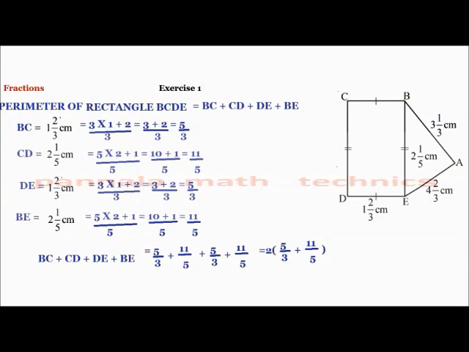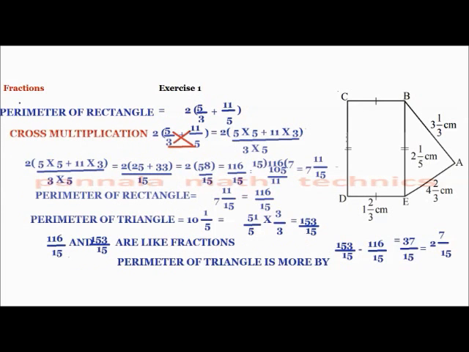Perimeter of rectangle BCDE. Length BC is equal to 1 2 by 3 centimeters. That is equal to 5 by 3 centimeters. Length CD is equal to 2 1 by 5 centimeters. That is equal to 11 by 5 centimeters. DE is equal to 1 2 by 3, that is equal to 5 by 3. BE is equal to 2 1 by 5, that is equal to 11 by 5. Perimeter of rectangle is equal to BC plus CD plus DE plus BE. So 5 by 3 plus 11 by 5 plus 5 by 3 plus 11 by 5. That is equal to 2 into 58 by 15, that is 116 by 15. So now 7 11 by 15.